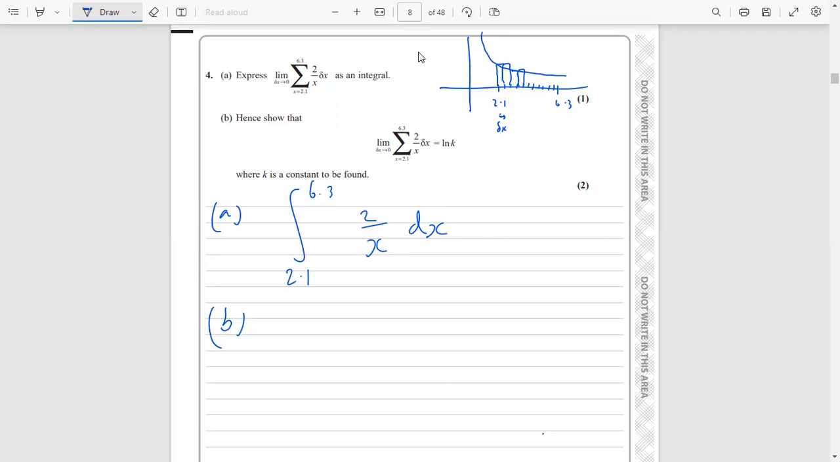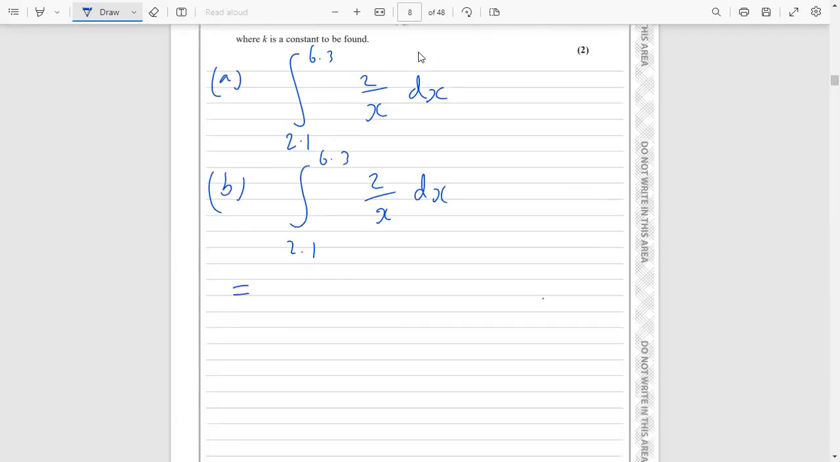Then part B of the question. So hence show that the limit of this sum is equal to ln k. Well, we've just written the limit as an integral, which is what we're going to use. That's why we did part A, because we're going to need to use part A and part B. So again, we're going to write out the integral from 2.1 to 6.3 of 2 over x with respect to x. I'm going to bring the 2 to the front, so it's 2 lots of the integral from 2.1 to 6.3 of 1 over x with respect to x. The 2 is just a constant multiplier, so you can bring it out to the front.